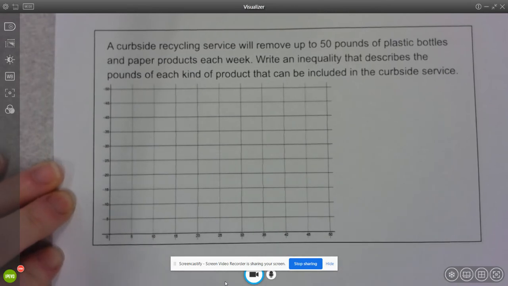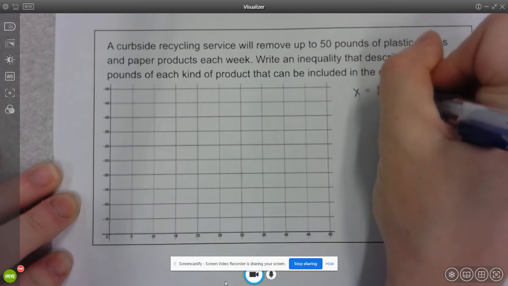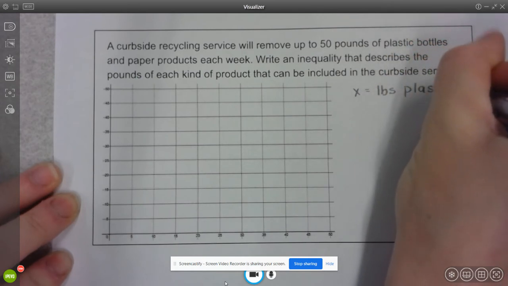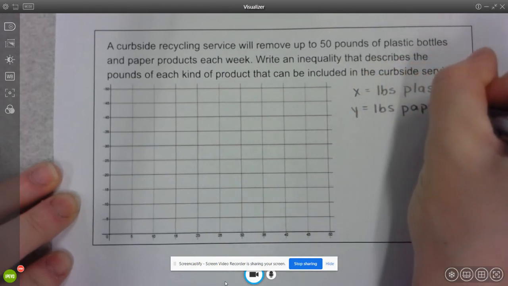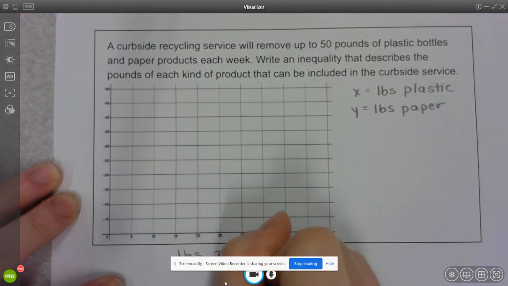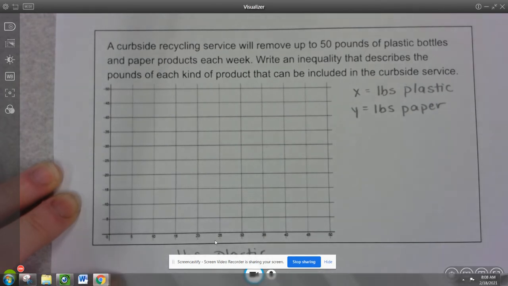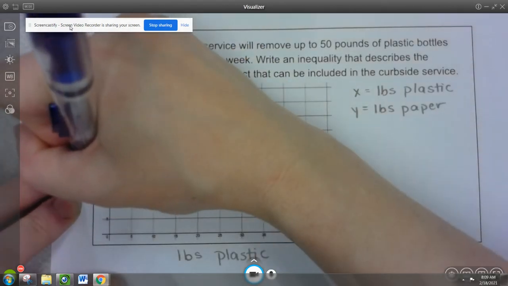Curbside recycling is going to remove up to 50 pounds of plastic bottles and paper products each week. So they want us to describe or write an inequality that describes the pounds. We're also going to graph this. So I'm going to say that X is the pounds of plastic and Y is the pounds of paper. So this is pounds of plastic, and then this would be pounds of paper.